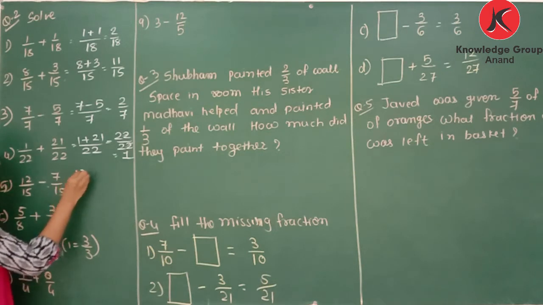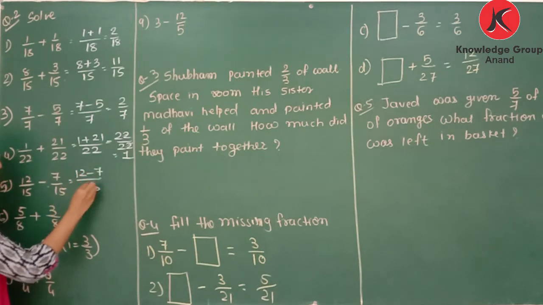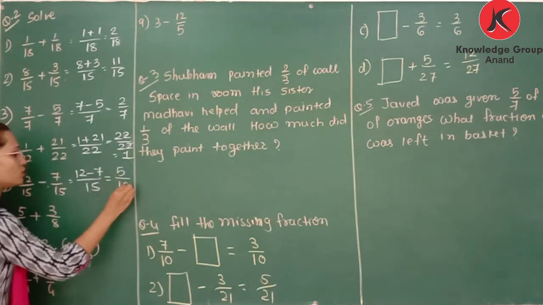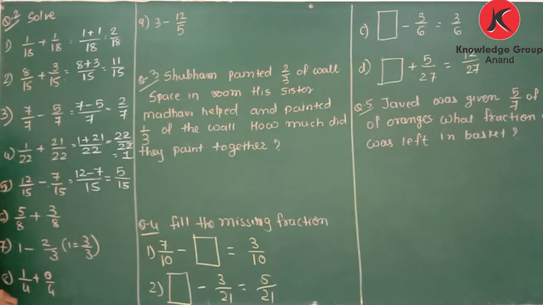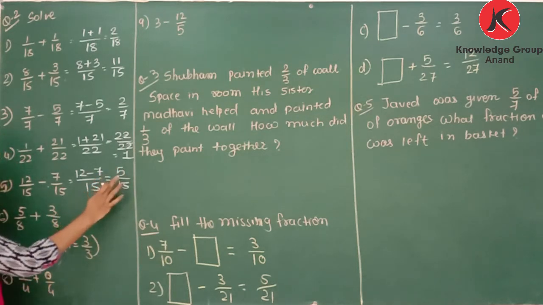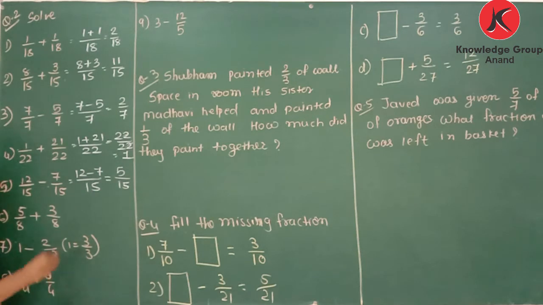So here 12 minus 7 divided by 15. 12 minus 7 is 5, divided by 15. Also you can cut the common factor, 5 3s are 15. So here the answer is 1 by 3, or you can leave the answer as 5 upon 15.